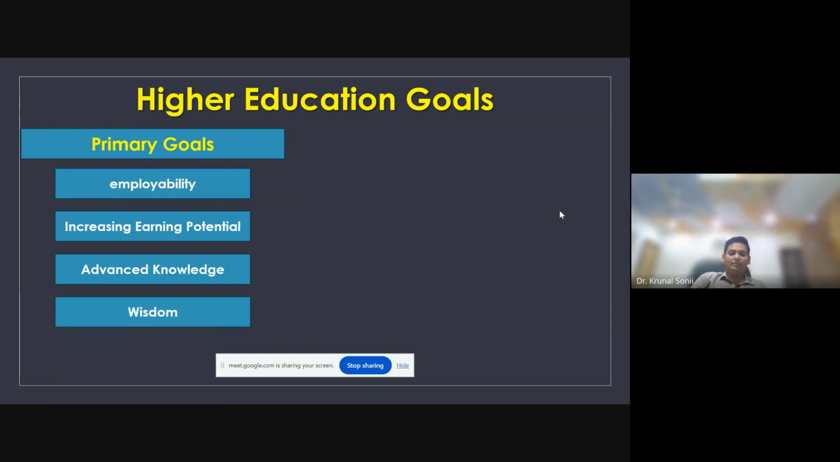Then wisdom. Wisdom means an overall 360-degree aspect that we should create, the overall wellness and happiness with the target audience by providing the right approach towards the goals of the teaching learning process with the use of ICT tools, right? So this is one of the parts, wisdom.